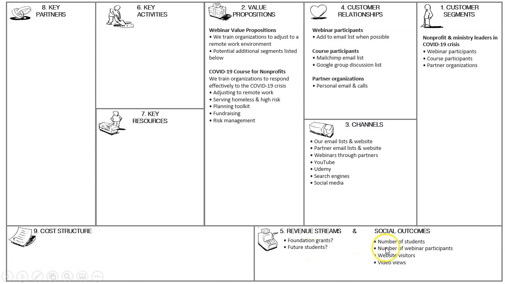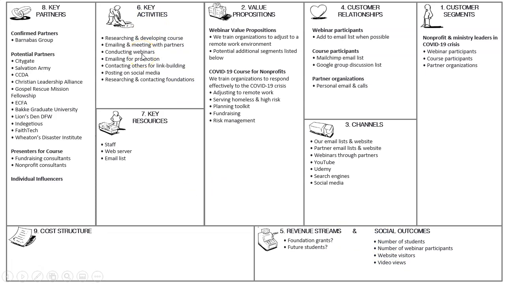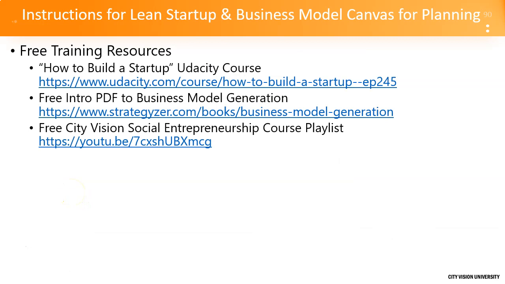But the social outcomes can be measured in terms of number of students. We had key activities, key resources, key partners that we were seeking, and then the cost structure was fairly minimal. So if you're interested in learning more about that, we have these links, and you can find more information about that.